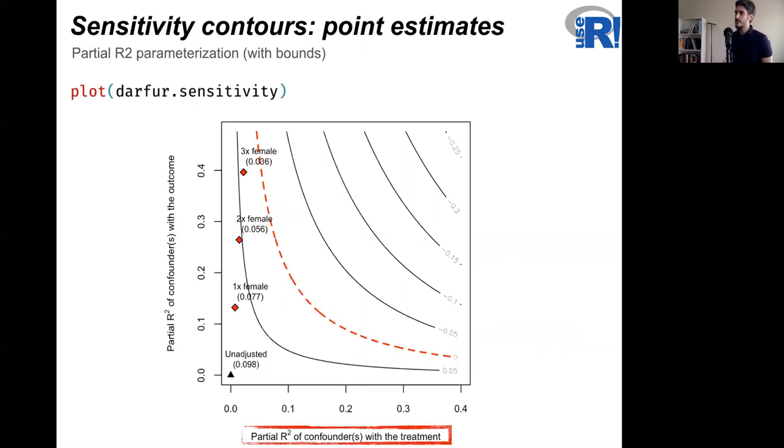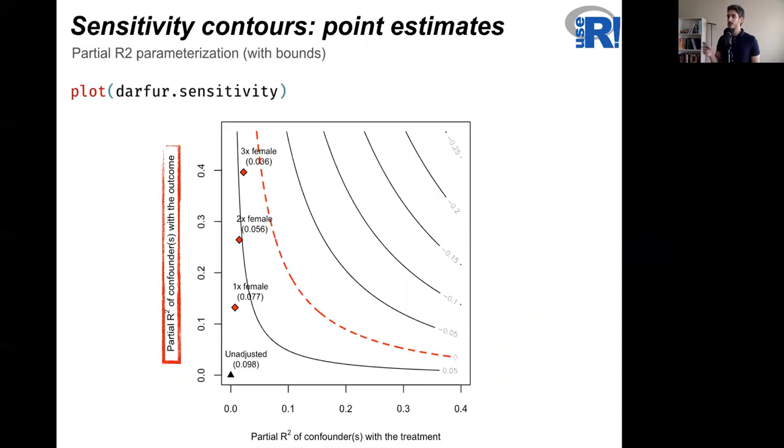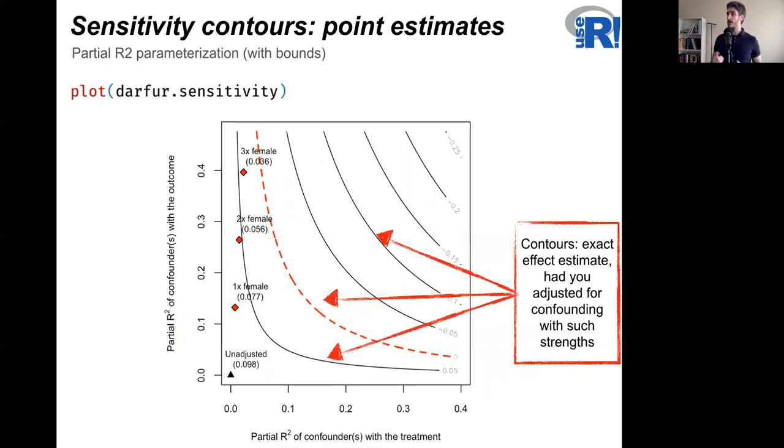Here in the x-axis, we have how strongly the confounder is associated with the treatment, and in the y-axis, how strongly the confounder is associated with the outcome. These two axes are measured in terms of partial R-squared, which indicates the percentage of residual variance of the treatment and of the outcome that the confounder explains. Now, for each pair of partial R-squared, we have a contour line indicating the adjusted estimated effect. And this is the exact point estimate you would have obtained if you could run the regression with that confounder.